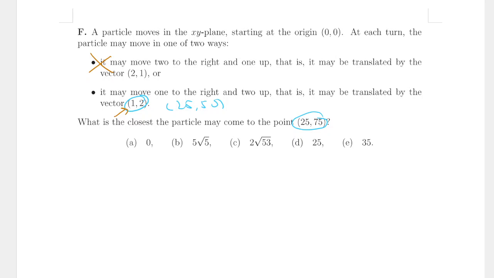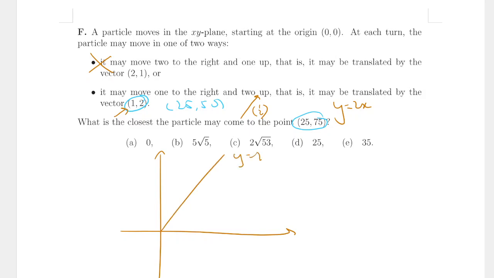So what points do we hit on the (1, 2) move? The points we hit are anything on the line y = 2x, because the gradient is 2. If you think of the (1, 2) vector, it looks like this, so y = 2x, and we are starting from the origin. Let's draw a picture to visualize this. Axes, y = 2x. We know that we pass through (25, 50), so if (25, 50) is here, then this is (25, 75).